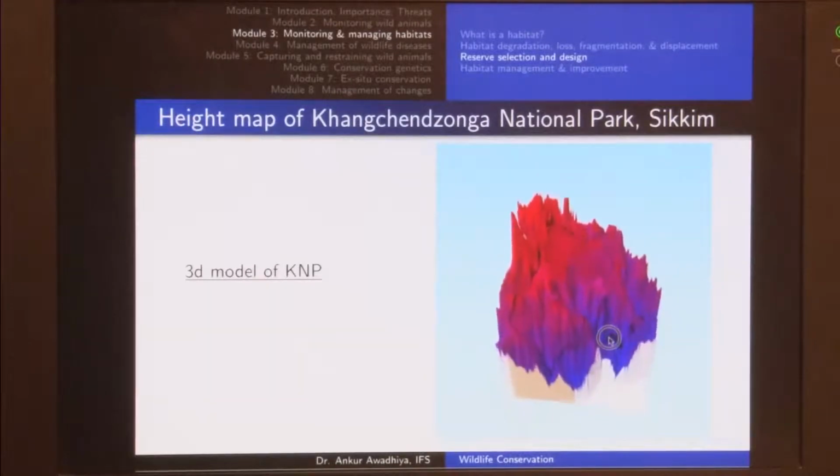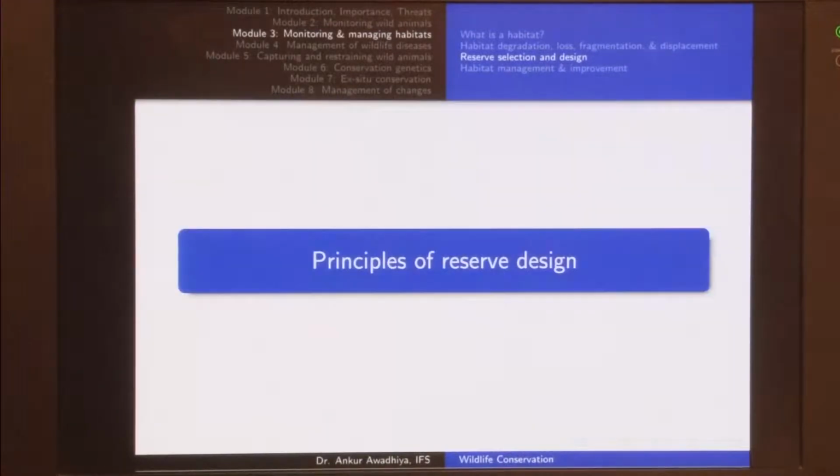So, moving from here, let us look at the principles of reserve design. So, we have seen that historically we have constructed reserves in those areas where humans were not very keen to use those areas. But now, if we get a chance to design a reserve, how should our reserve be? Are there any basic fundamental rules that need to be followed when we are designing a reserve?